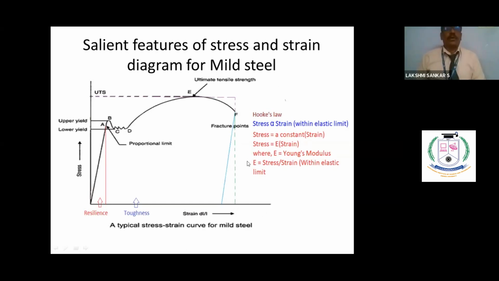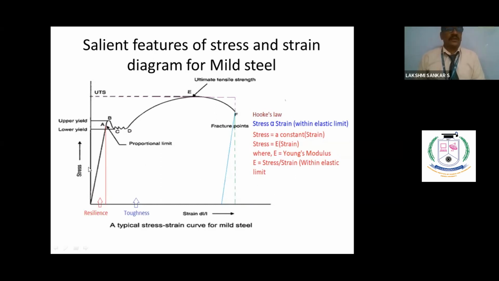Here we have to understand certain mechanical properties also. This is your Hooke's law. What is your Hooke's law? Stress is proportional to strain within elastic limit. The stress equals a constant multiplied by the strain. What is the constant? The constant is E. For one dimension, it is E, and the E is called Young's modulus. What is E now? Stress divided by strain within elastic limit. Many of you will define Young's modulus as stress divided by strain. That is not the exact answer. There is a condition to be imposed, that is, within elastic limit only.